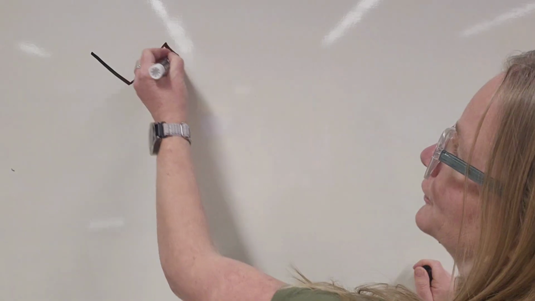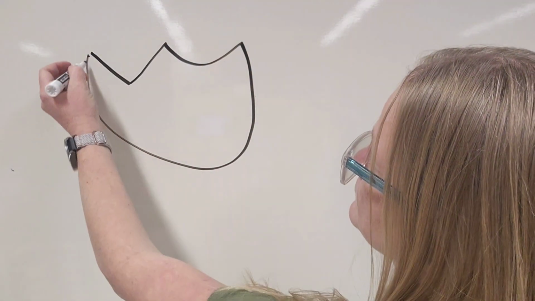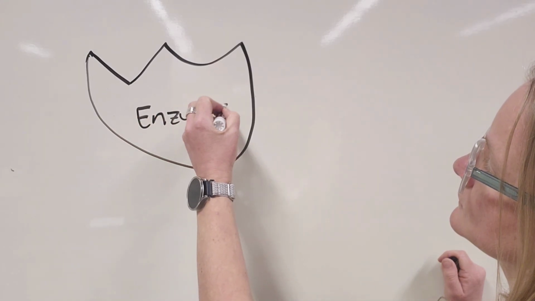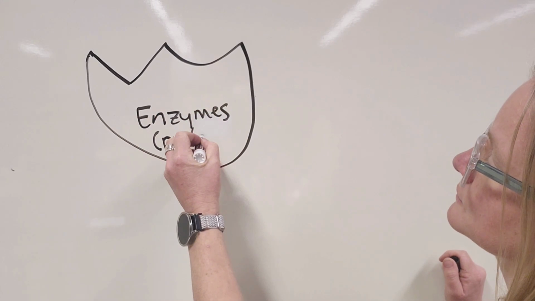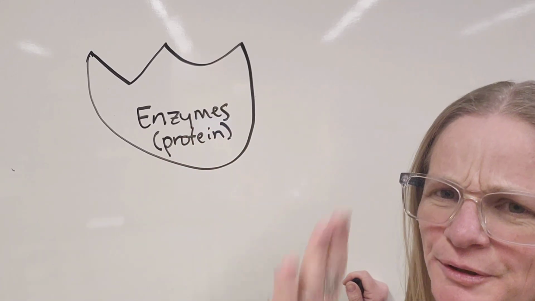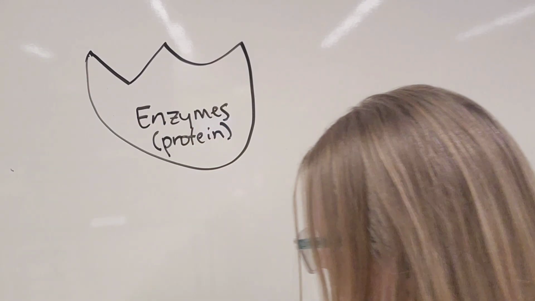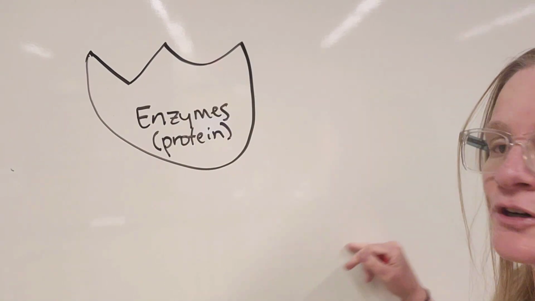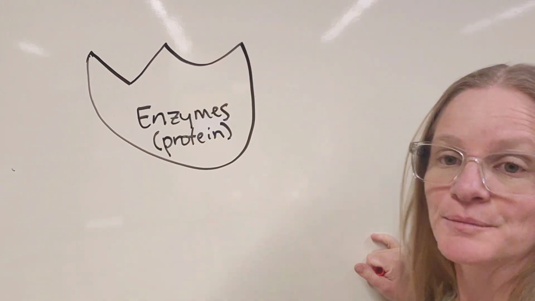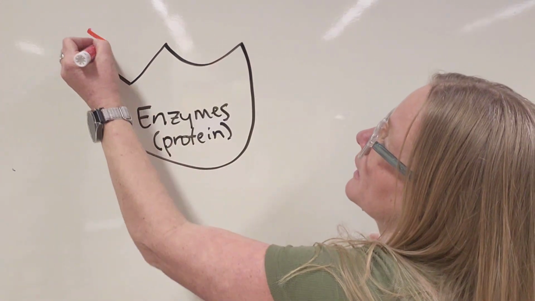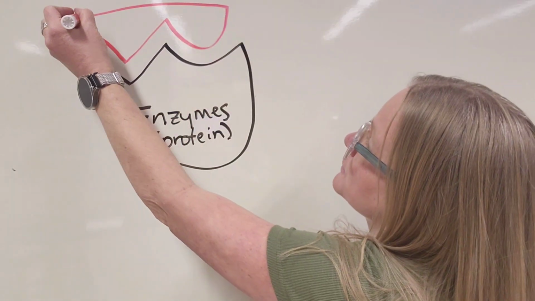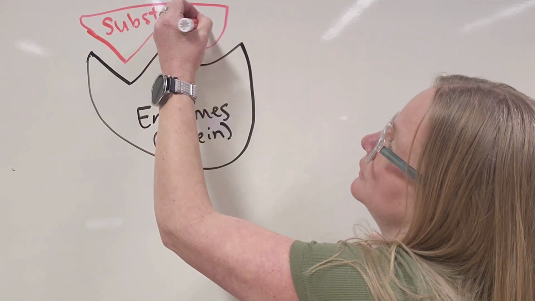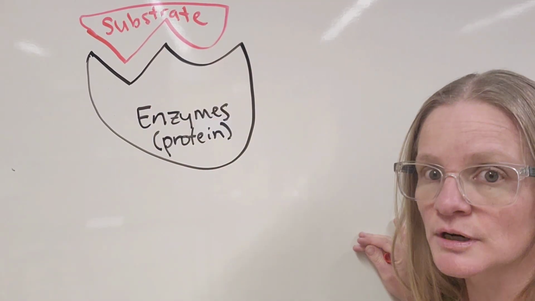Here's my classic drawing of an enzyme. And remember that enzymes are typically proteins, with one weirdo example that we'll talk about later. We don't need to talk about it right now. Okay. And each enzyme, the shape of that protein is going to determine if that enzyme can do its job. Okay. And each enzyme is going to be specific to a substrate. Okay, that's the molecule that this enzyme is going to work upon.